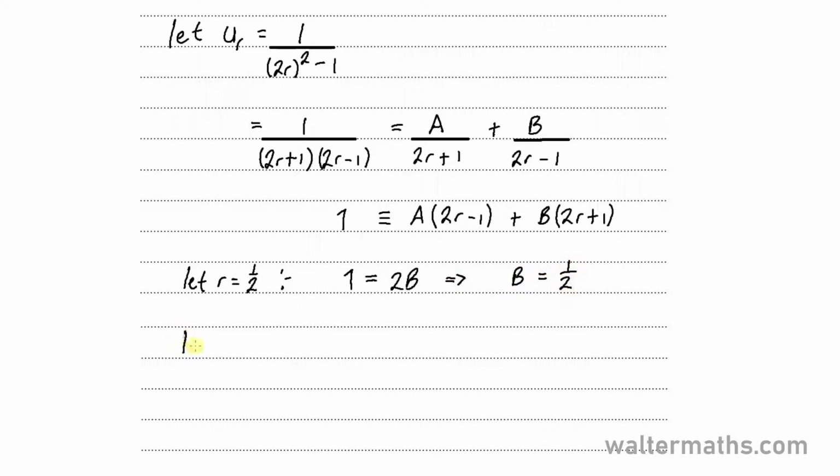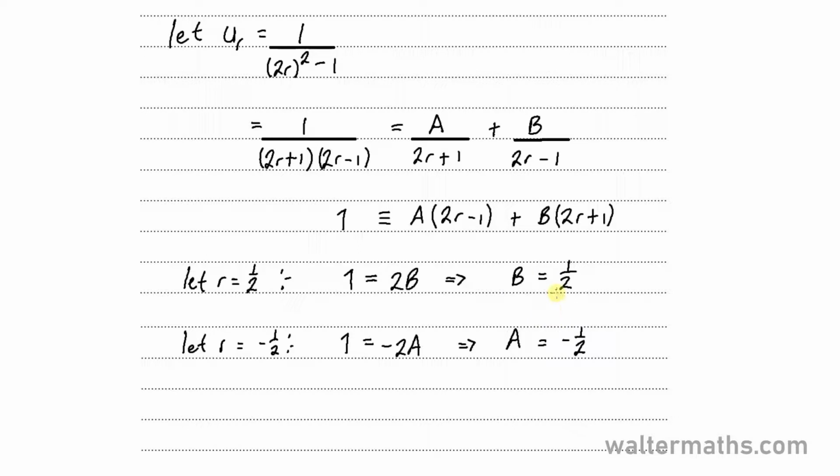And also I'll say let r be equal to minus a half. On the left side, I'll have 1 being equal to, if r is minus a half here, we will get minus 2a. And if r is equal to minus a half here, then we'll get 0. So we can solve for a here to get a coming out as minus a half.